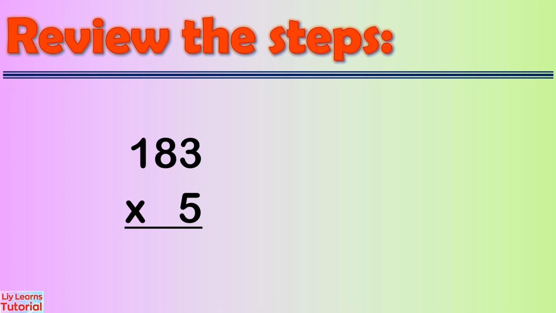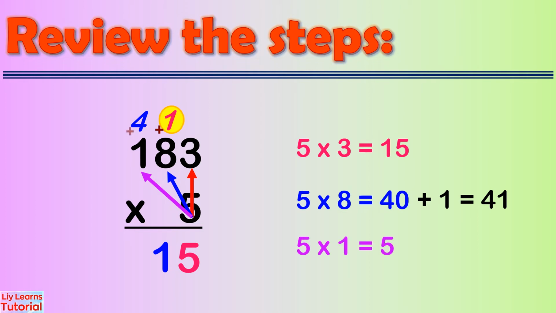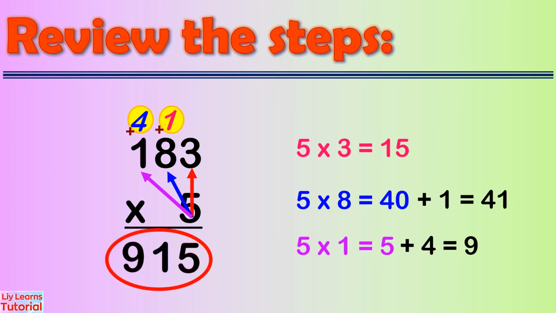Let's do it again. 5 times 3 equals 15. 5 times 8 equals 40. 40 plus 1 equals 41. 5 times 1 equals 5. Plus 4 equals 9. So the answer is 915.